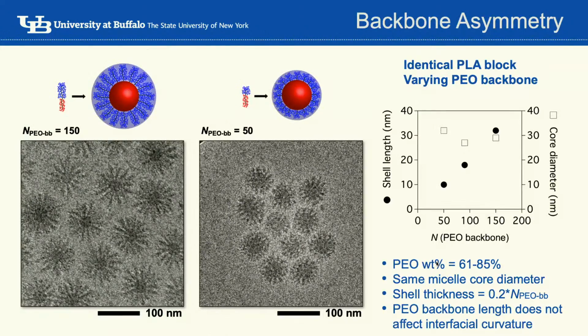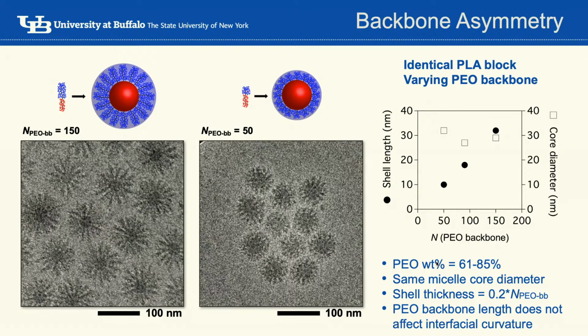So I want to show you this cool example that you don't see with linear systems. So we compared here two bottle brushes. They're the same. The only difference between these two bottle brushes is the length of the hydrophilic backbone. So it's long here and short here. It's 50 units here, 150 units here. And we looked at their self-assembly. So the difference between them is huge. So this is about 60% hydrophilic. This is 85% hydrophilic, right?